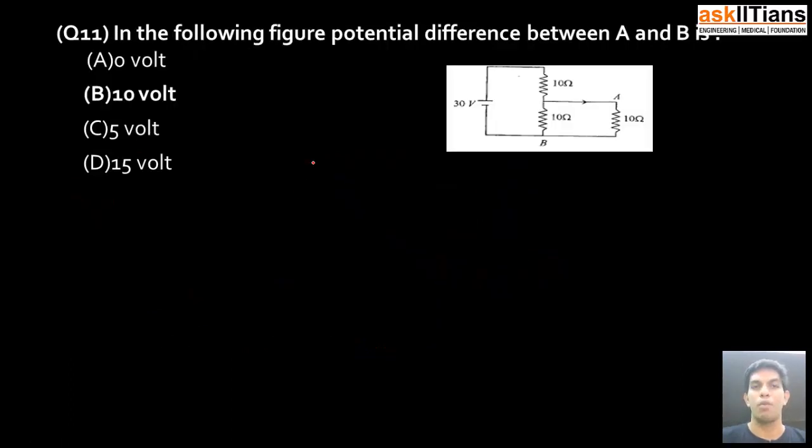It says, in the following figure, potential difference between A and B is. So here is my point A and here is my point B. To find out the potential difference between point A and B, we first need to find out the current in the circuit. The net resistance of the circuit is 10 ohm plus two 10 ohm resistors in parallel, so it's 5 ohm. So I have 15 ohm as my net resistance. So the current in the circuit is equal to 30 volt, that is the potential difference in the circuit, divided by the net resistance. It gives out 2 ampere.